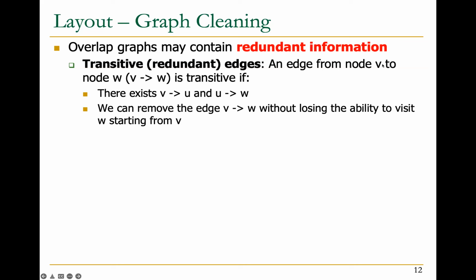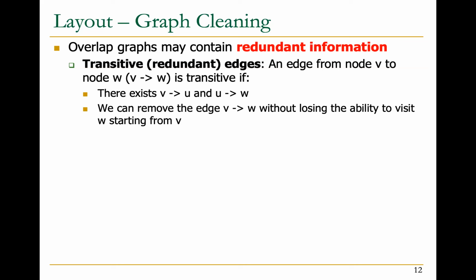Assume that you have a node V, and you want to go from node V to W. We say that V to W is transitive if there exists some path from V to U and U to W, such that we can remove this V to W edge without losing the ability to start from V and still reach W. The takeaway is that we can remove some edges, but starting from V, we can still reach W.